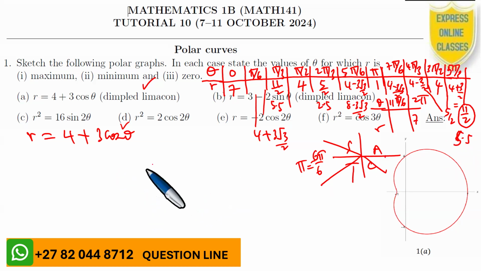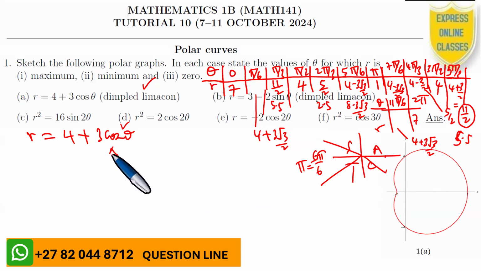Okay. 11 pi over 6 is also in the fourth quadrant, in which then it's going to be the square roots. So which means that it's going to be 4, but the cosine is positive there, plus 3 square root of 3 over 2. You'll get the answer there.